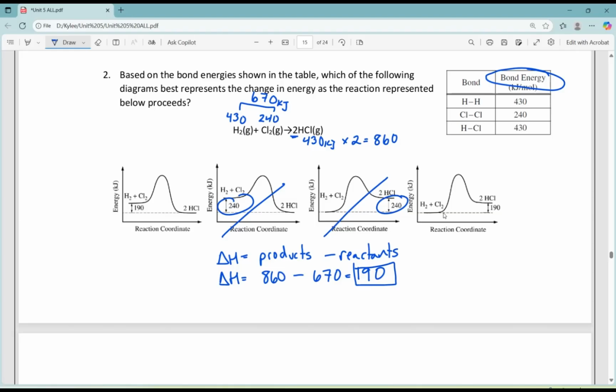So remember, positive means energy is going in, and I should see an overall increase, which would be this last one. On the first one, I'm seeing it go down, which means in that one, that would have been a negative 190, meaning that was exothermic.